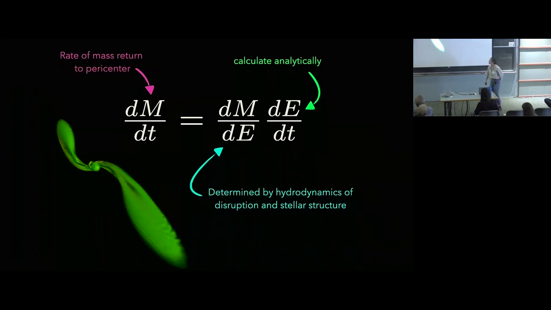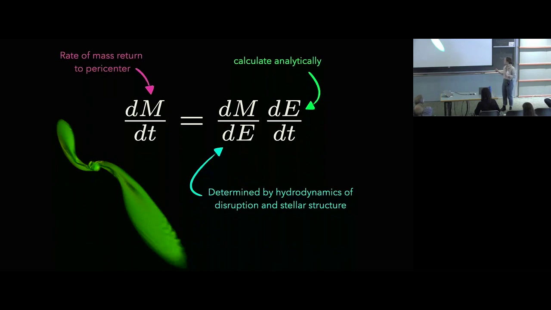So this mass fallback rate is dM/dt, that's what I'll use for the rest of the talk, or M dot, but I tried to take those out, so it's probably mostly dM/dt, which is the rate of mass return to pericenter. And you can break this up into the mass energy distribution and the relationship between orbital energy and orbital timescale.